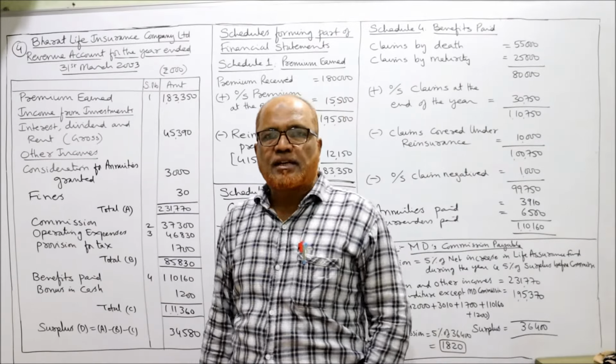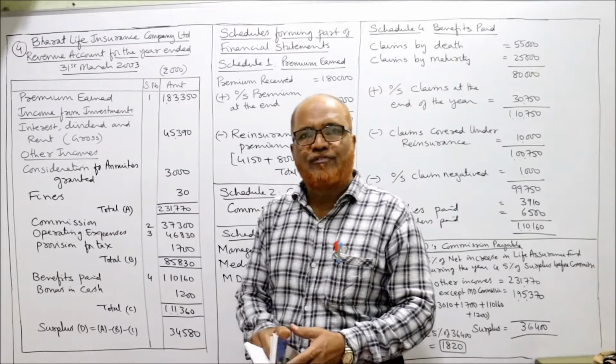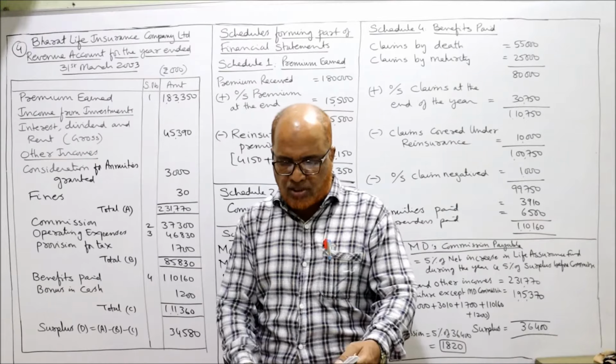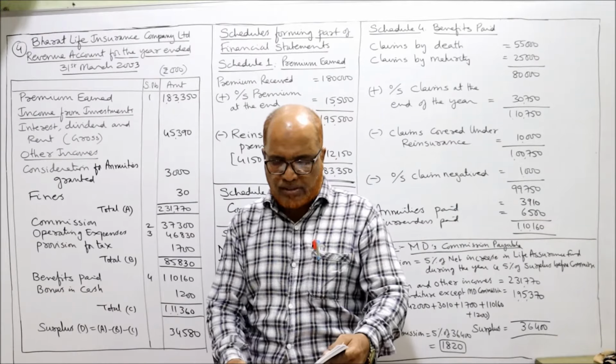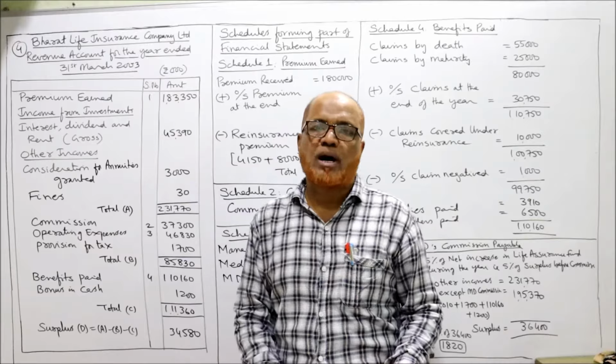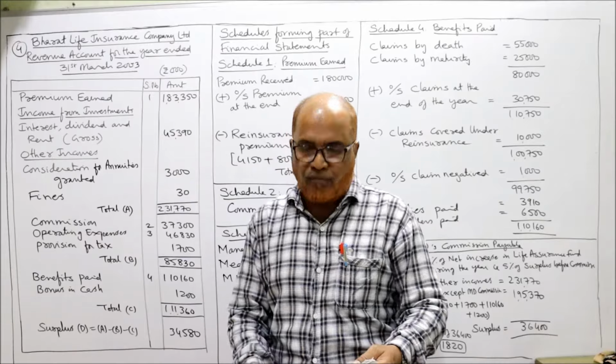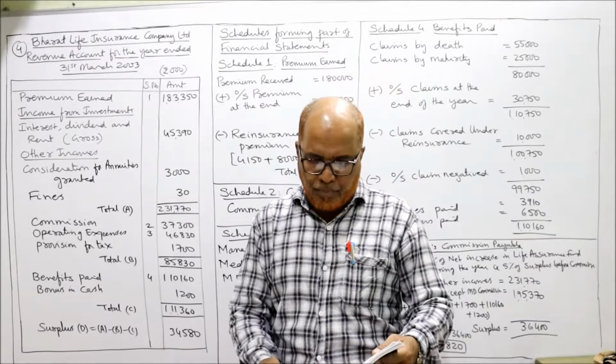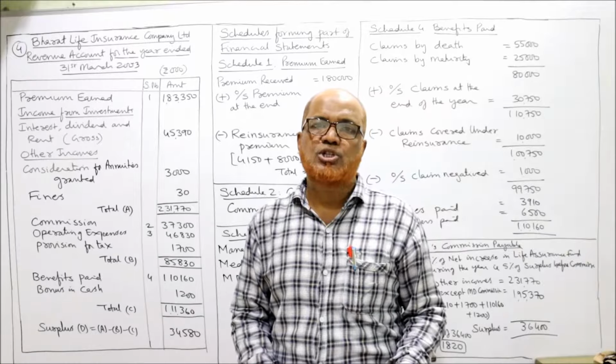Come on, students. Now we'll start the next problem, that is problem number 4. Come on, see the problem number 4. Following balances are extracted from the books of Bharat Life Insurance Company Limited as on 31st March 2003. So we are given the information and we have to prepare the revenue account. Premium 1,80,000. Schedule number 1.